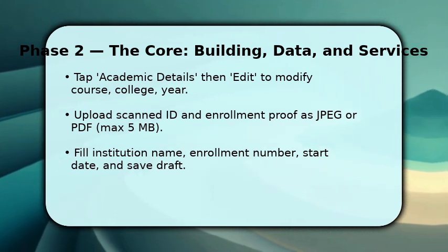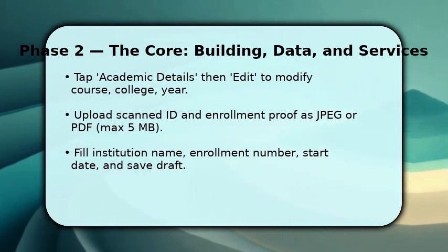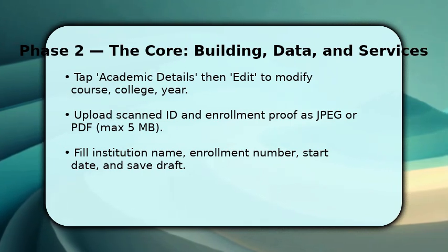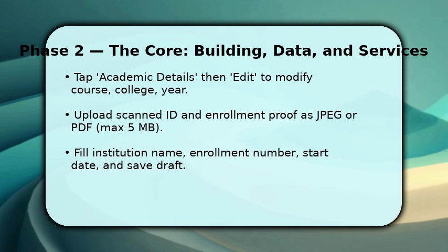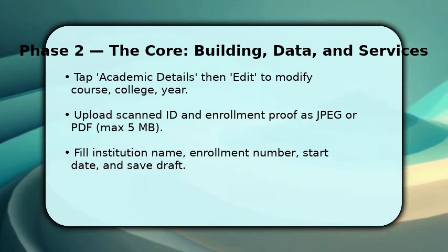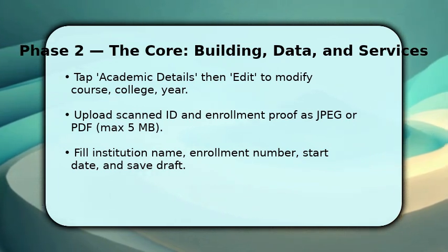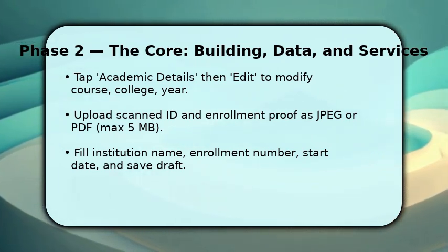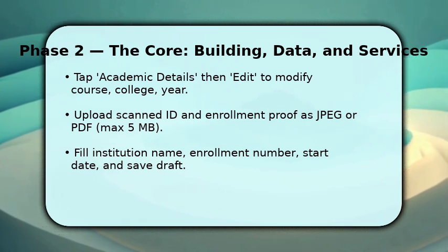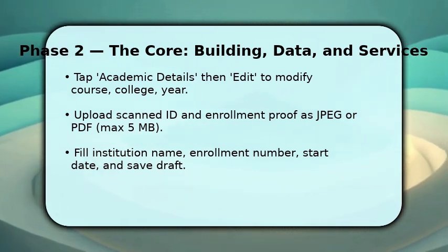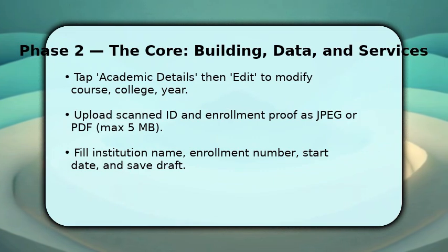Upload scanned ID and enrollment proof in JPEG or PDF. Keep each file under 5 MB so uploads complete quickly. Fill institution name, enrollment number, and start date accurately. Small mismatches cause rejections. Once done, review fields, then save as draft if you need time. Remember, clear scans and exact names speed manual verification by support.